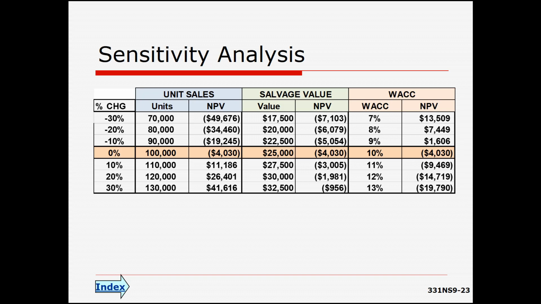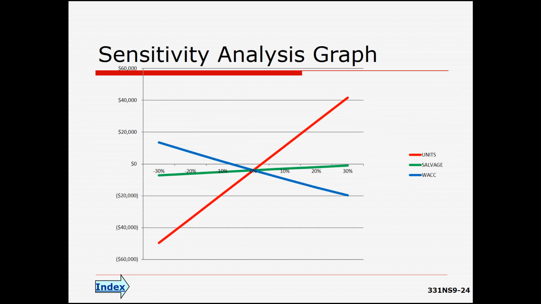For each variable, we hold all other variables constant and let the variable of interest change by plus or minus 10, 20, and 30% and recalculate NPV at each level. Graphing the data from the table, we can observe the units line, the red line, is the steepest and is upward sloping. That means that the relationship between units and NPV is direct. Units goes up, NPV goes up.